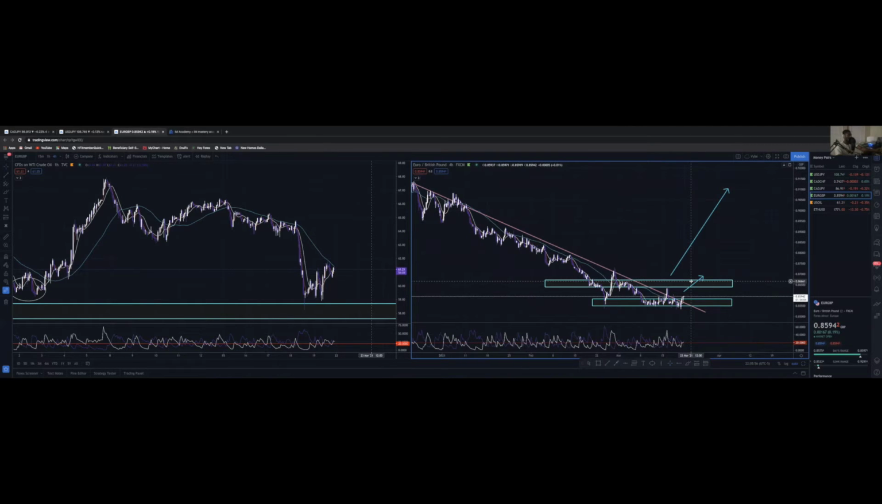Let's be patient on Euro GBP. This week we could see it go back to the supply area again. If it does, that is fantastic for us. If it goes farther, that's even great because now we're in the upward momentum with Euro GBP. All right, let's go on to the next pair.